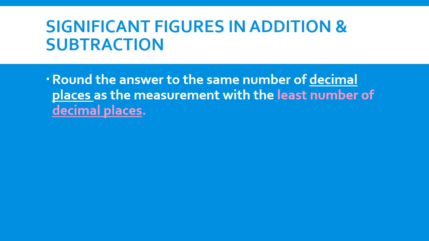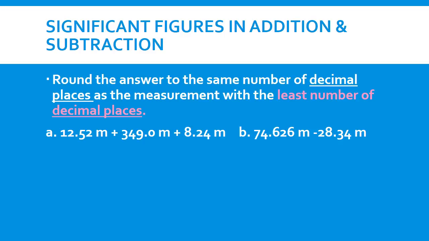Now, when we do addition and subtraction of numbers, and we're using significant figures, we're going to round the answer to the same number of decimal places as the measurement with the least number of decimal places. What does that really mean? It means you cannot have more decimal places than the least number of decimal places you have in your calculation.